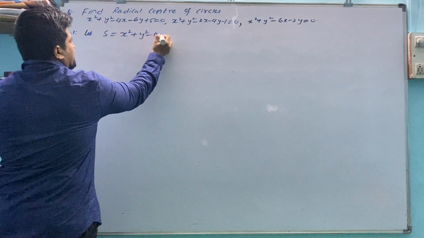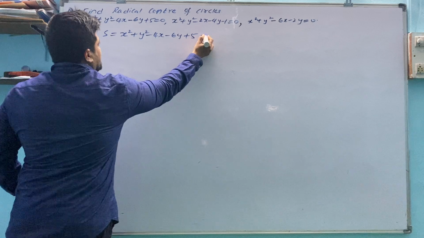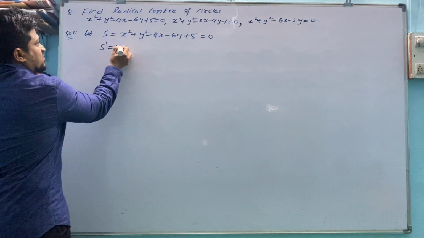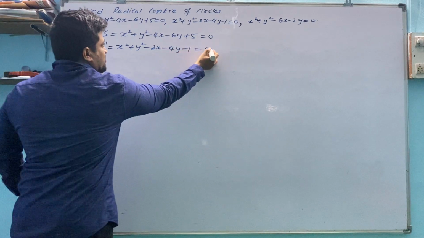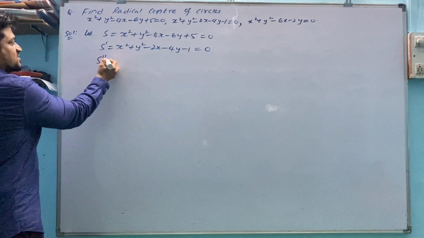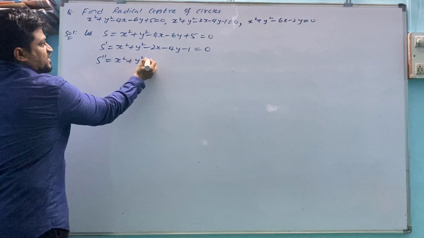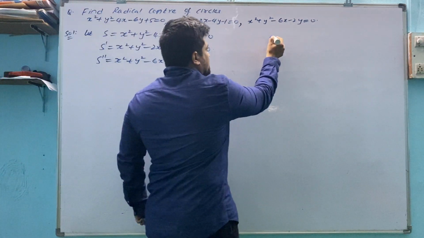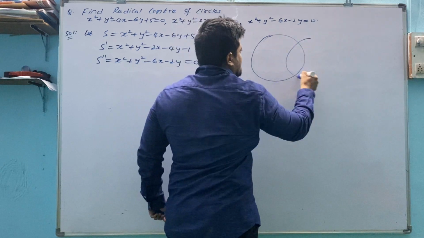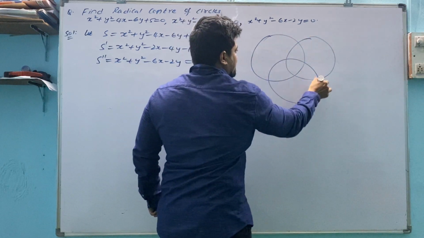x square plus y square minus 4x minus 6y plus 5 equal to 0. S dash equals x square plus y square minus 2x minus 4y minus 1 equals 0. And S double dash is x square plus y square minus 6x minus 2y equal to 0. What is radical center? Suppose these are the three circles which are intersecting each other.